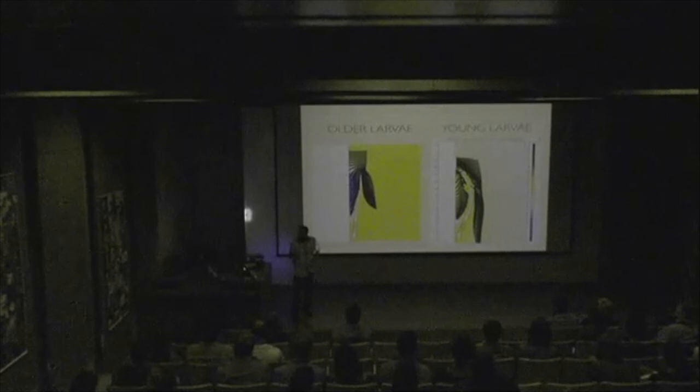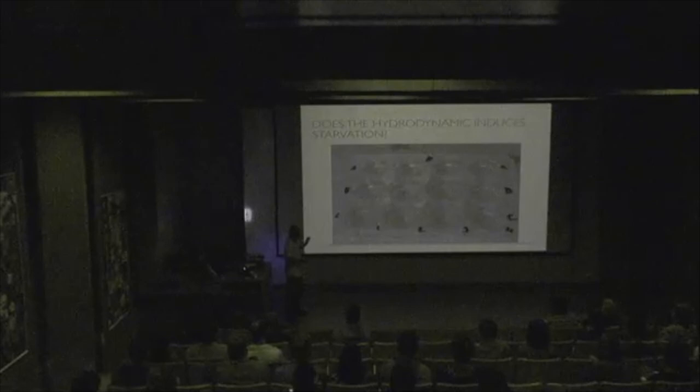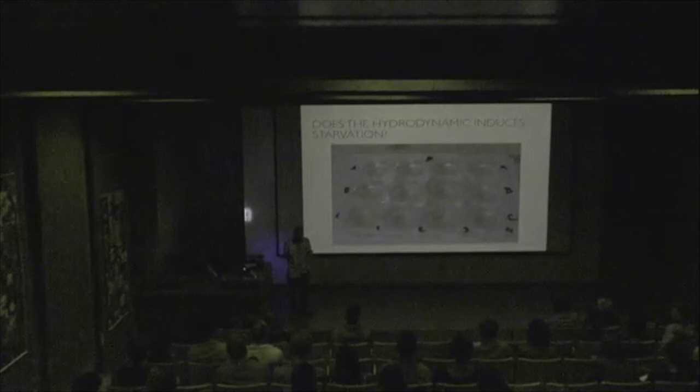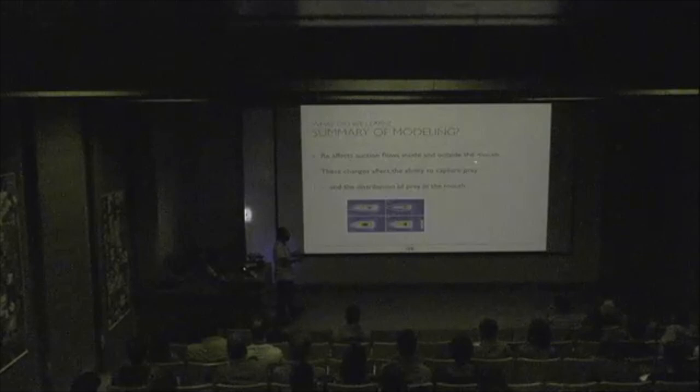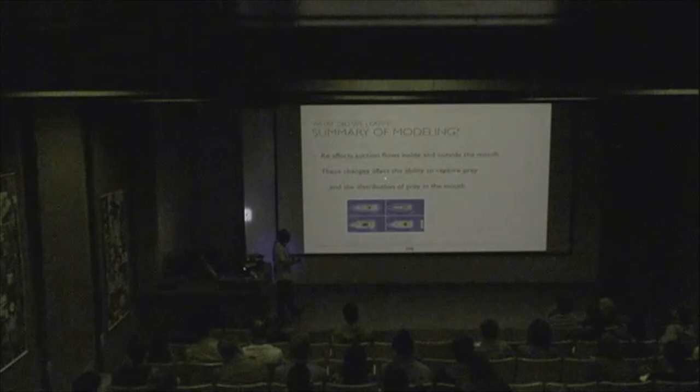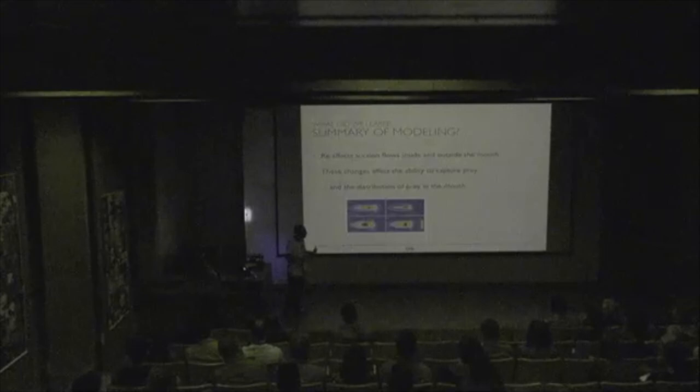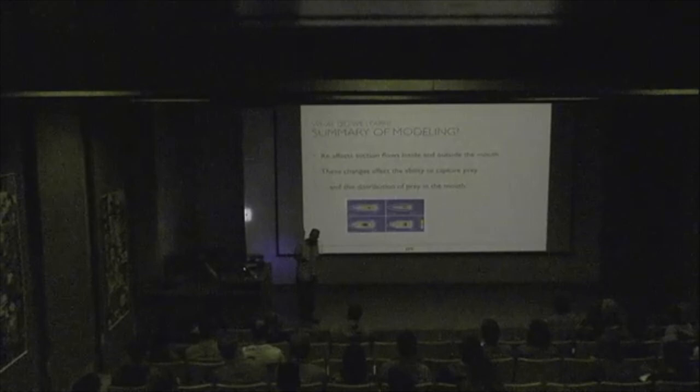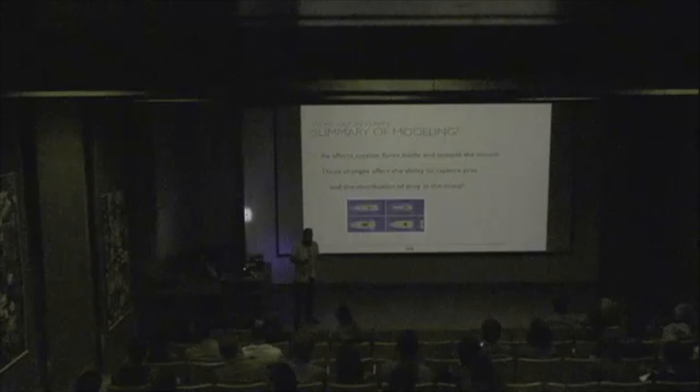Okay, I think I've got time for one last point. So I think I've shown you, hopefully convincingly, that the Reynolds number affects the suction flow inside and outside the mouth. It also affects prey capture, and well, we haven't talked about that, but it's also important for the distribution of prey in the mouth. And overall, what I showed you is that smaller larvae that live in a lower Reynolds environment have lower ability to feed and they fail more.